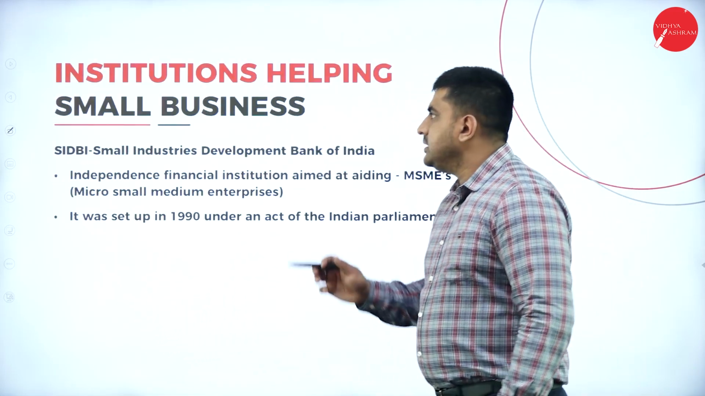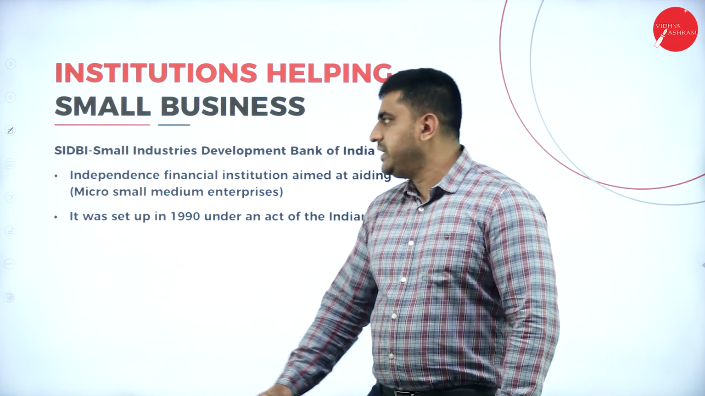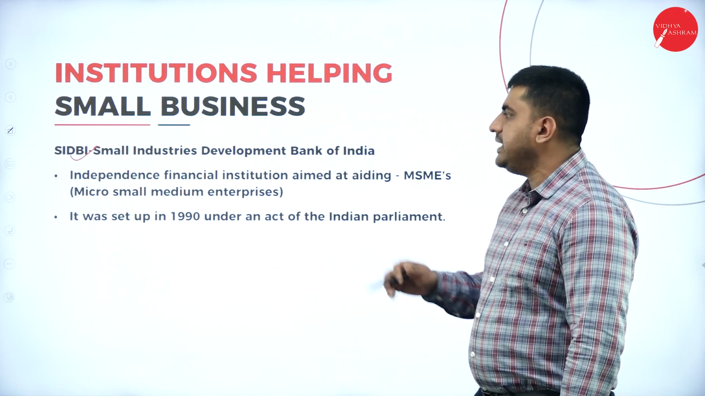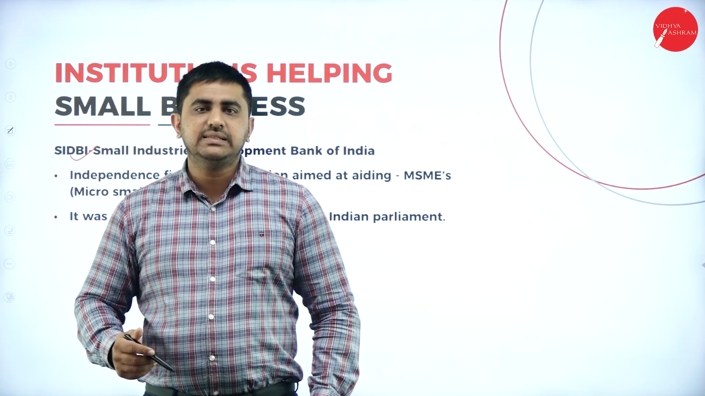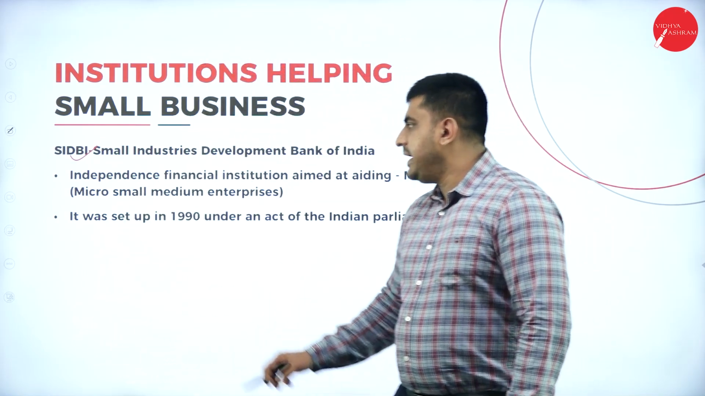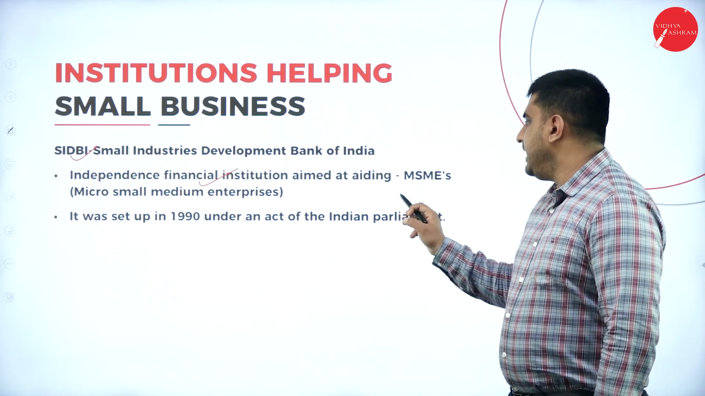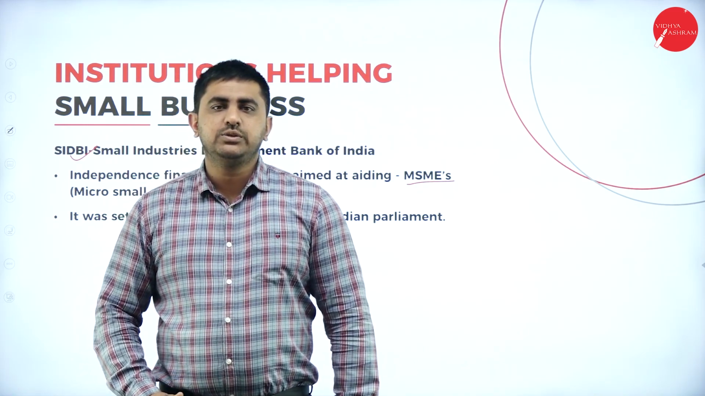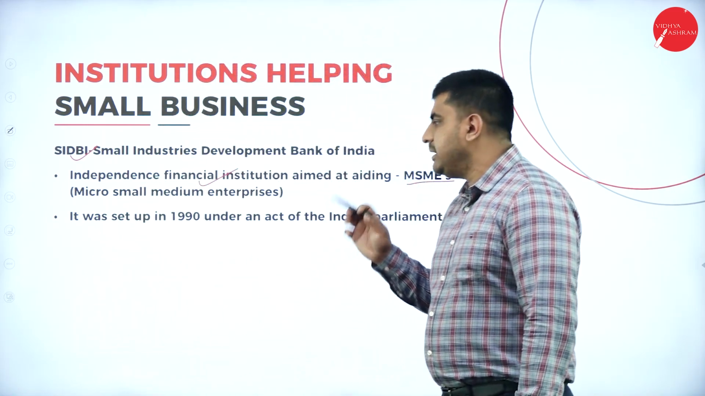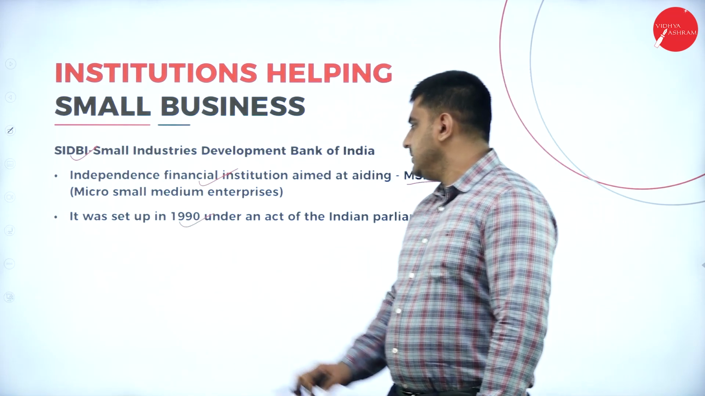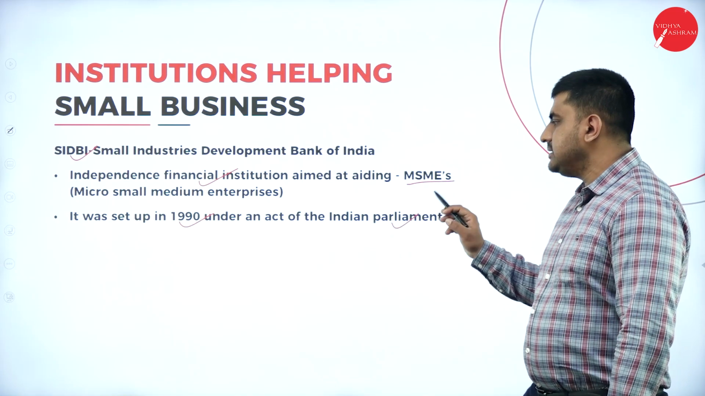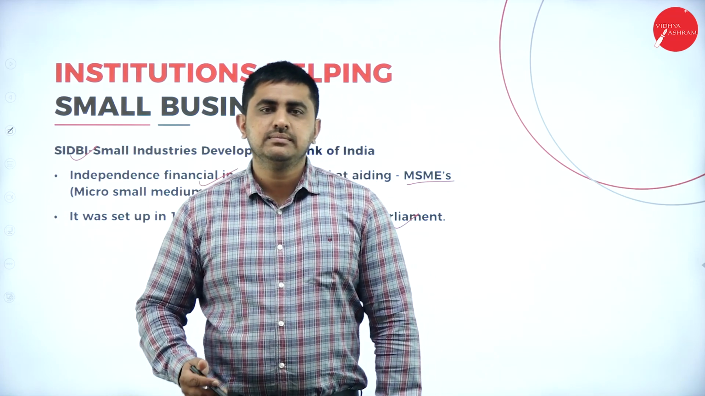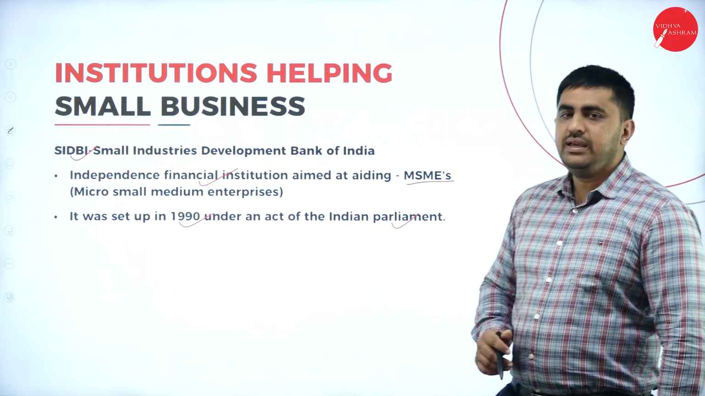So next, institutions doing small business. The next institution which we are dealing with is SIDBI, that is Small Industries Development Bank of India. So what is it basically? It is an independent financial institution aimed at aiding MSMEs. The main motto is to help small and MSME, that is micro, small, medium enterprises, and it was set up in 1990 under an act of the Indian Parliament. That is, it was proposed in the Parliament, and finally in 1990 the Indian Parliament gave way for SIDBI.